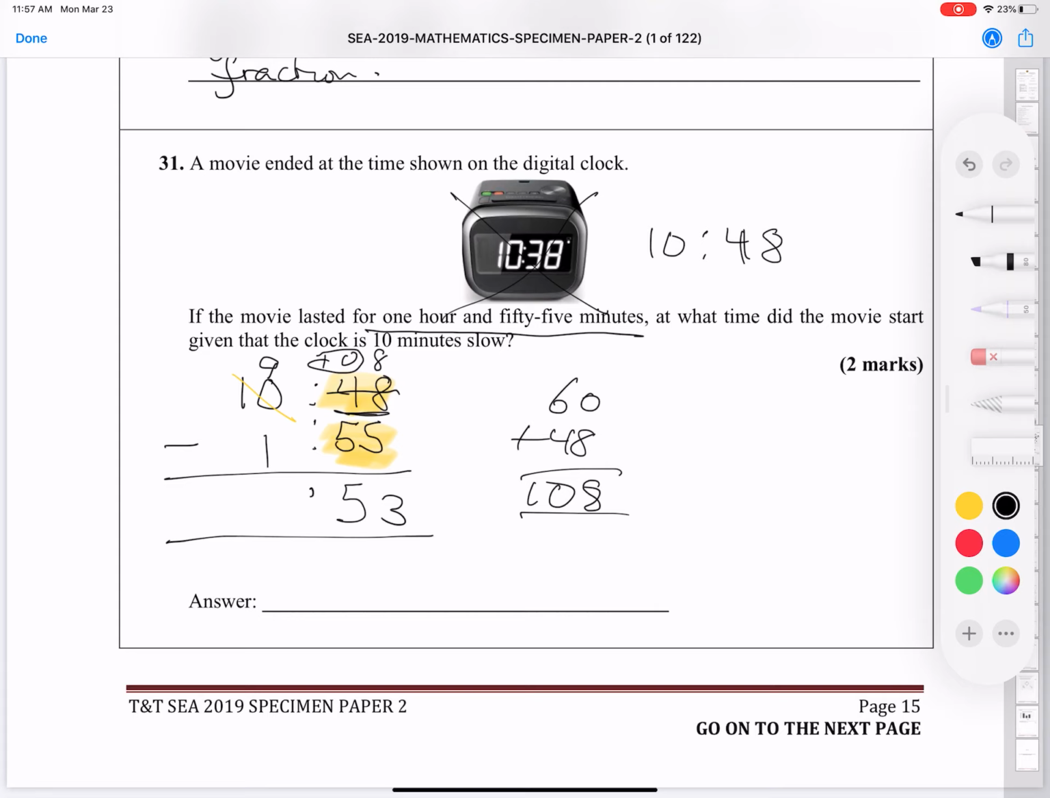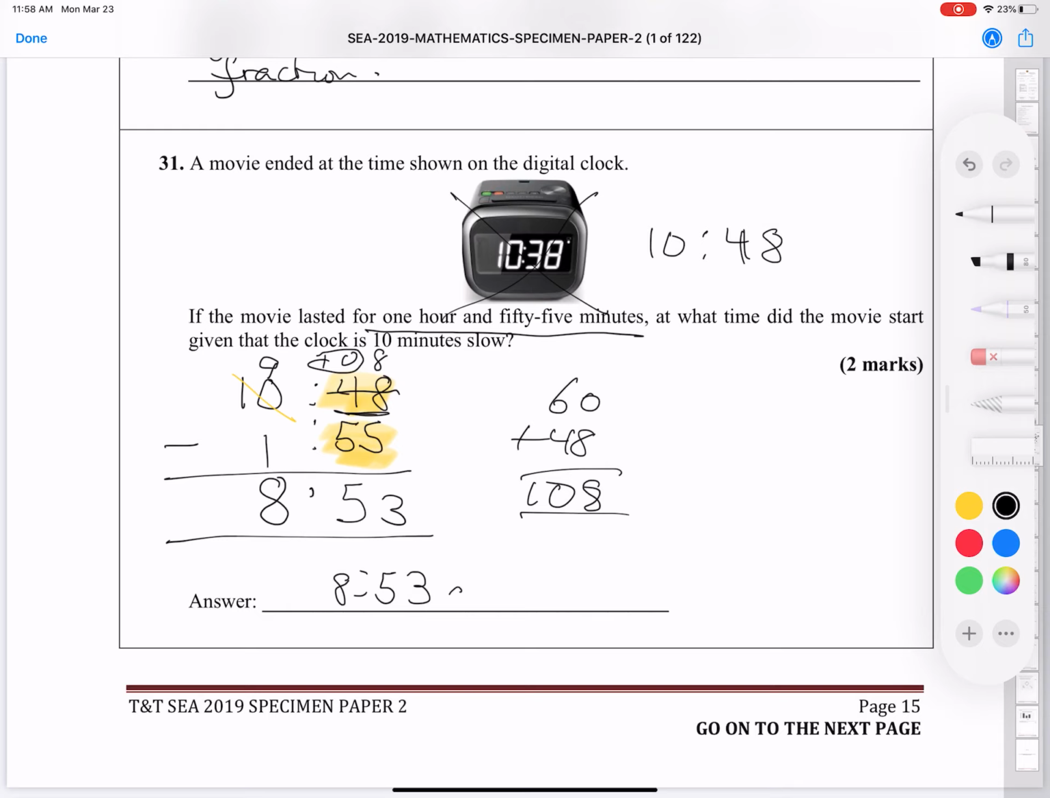Tyreek has a 4-liter bottle of sorrel. He drinks 250 milliliters of sorrel every day. How many days does he take to finish drinking all the sorrel in the bottle? Okay, 4 liters. 4 liters equals how many milliliters?